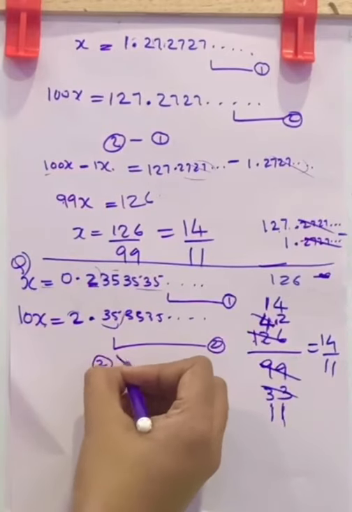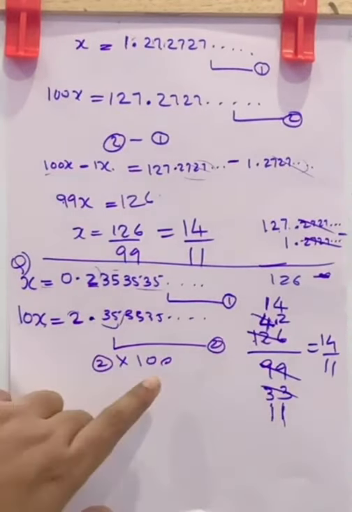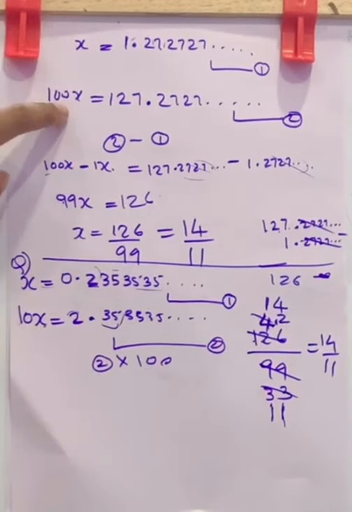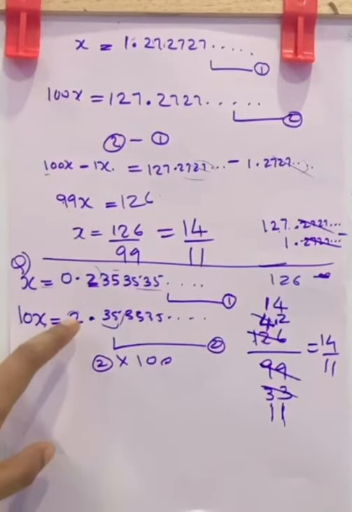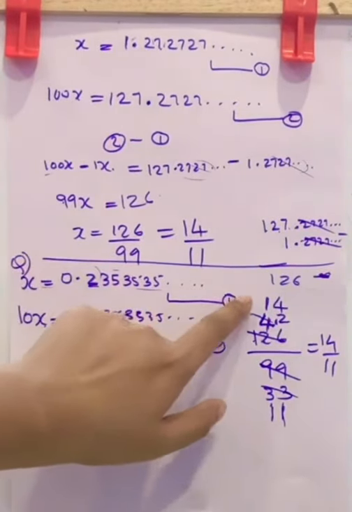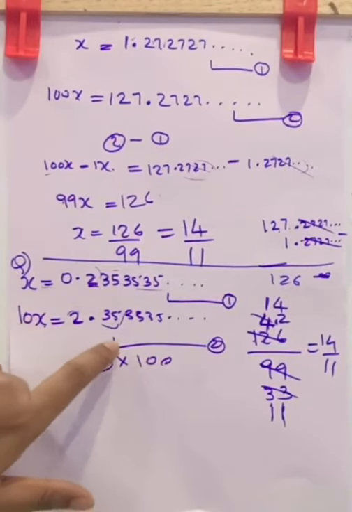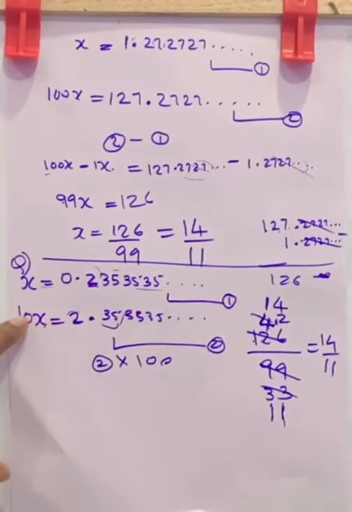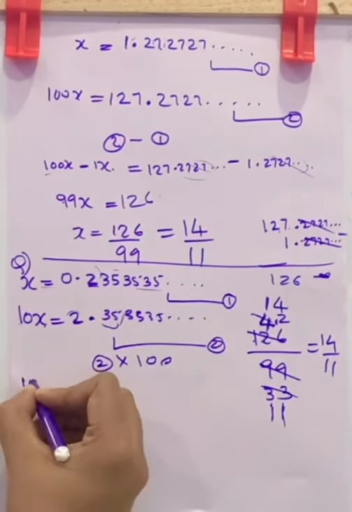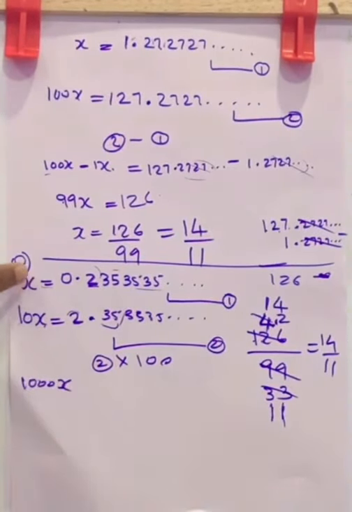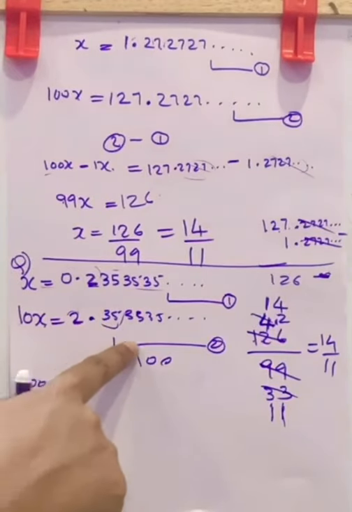Now equation 2 into 100. Remember, if it was x, then multiplying with 100, you will get 100x. But here it is not x. x is the first equation. You don't want to consider it now. You want to consider this equation, that is equation 2 into 100. Equation 2, LHS is 10x. 10x into 100. 10 into 100 is 1000x. Don't make a mistake by multiplying it with this. You want to multiply it with this equation. Okay.